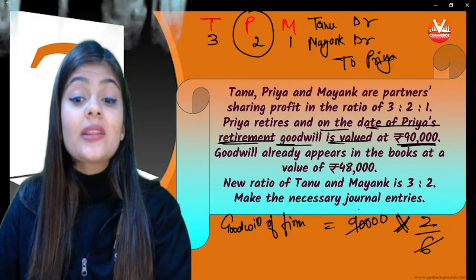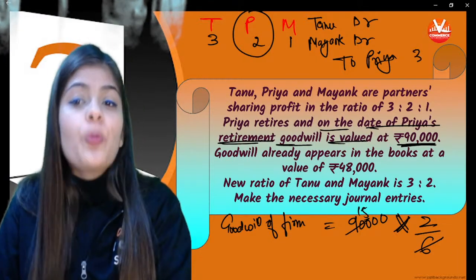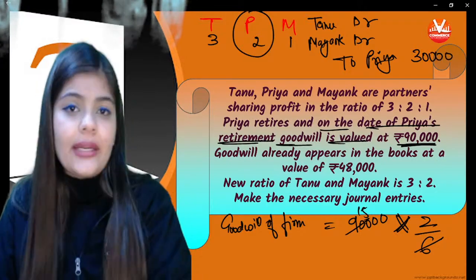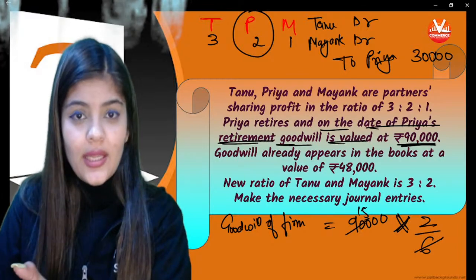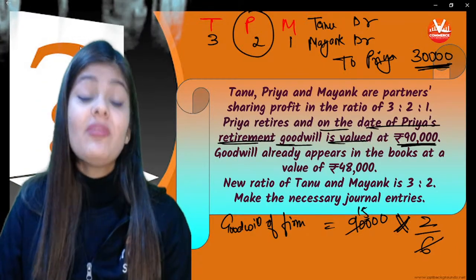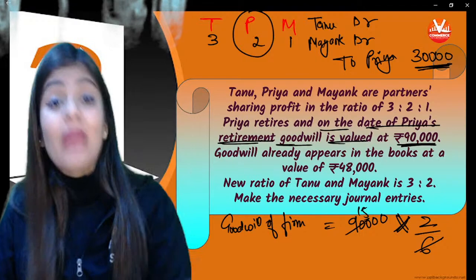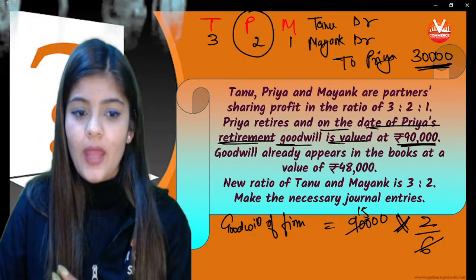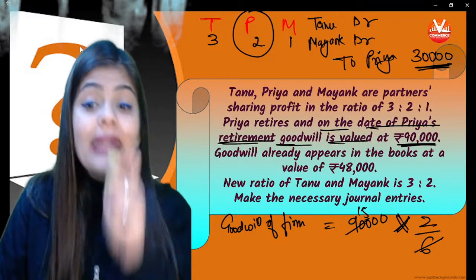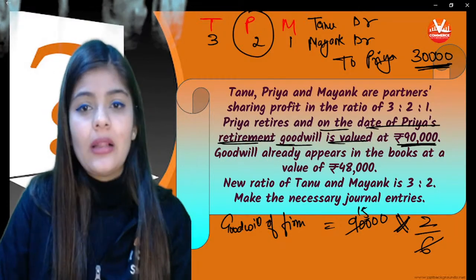That will be 30,000. So Priya will be credited with her share of goodwill, that is 30,000. And this 30,000 we will distribute among the remaining partners, Tanu and Mayank, in the gaining ratio. So we have to calculate the gaining ratio as well.